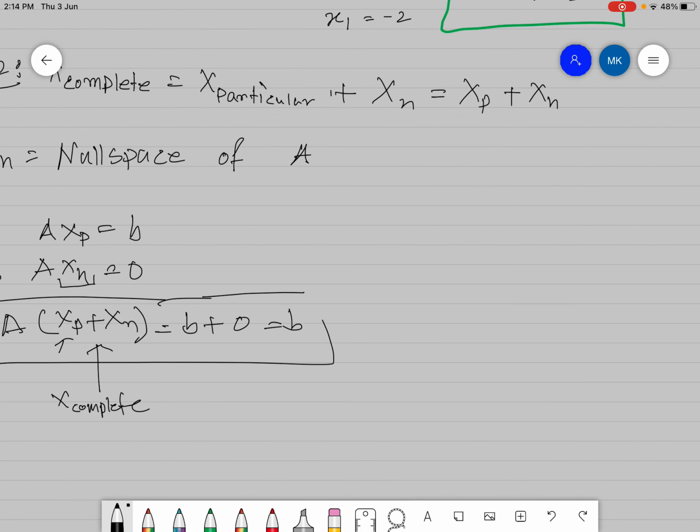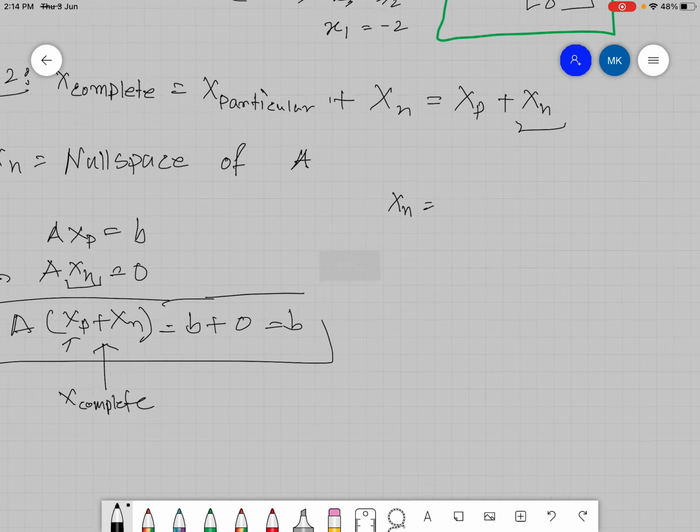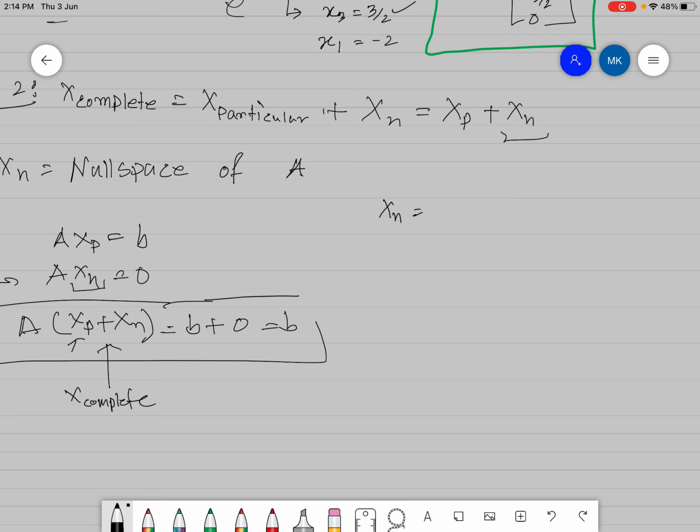So the null space of this matrix, we solved it in the previous class. So the null space was of which matrix? This matrix.